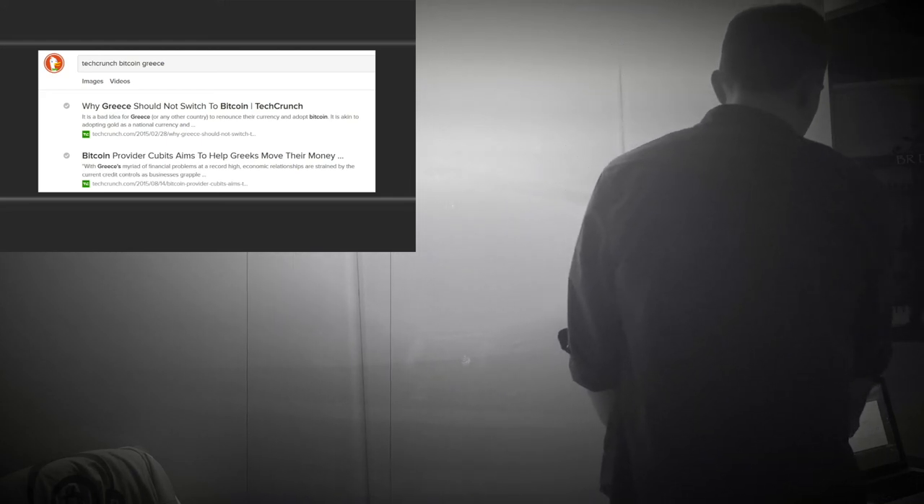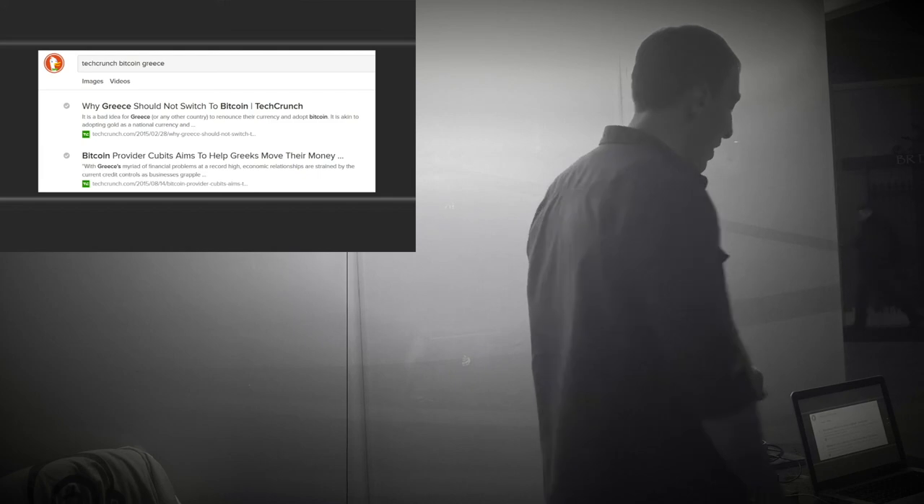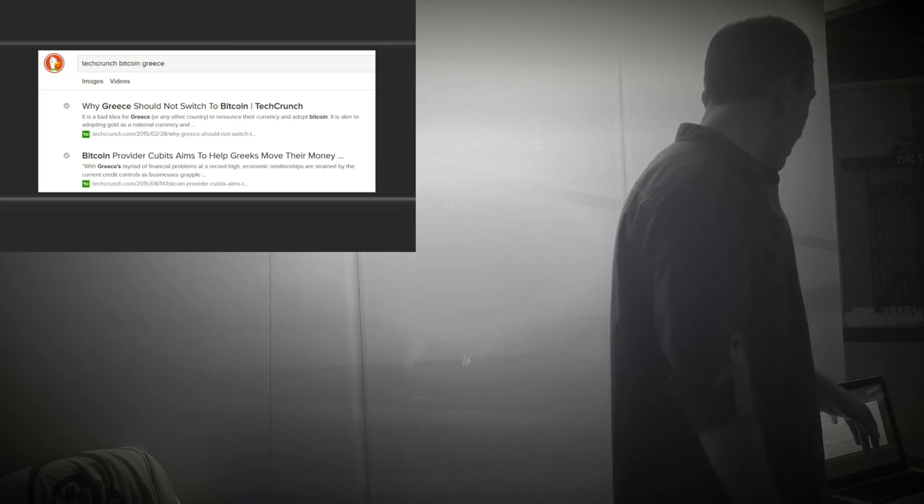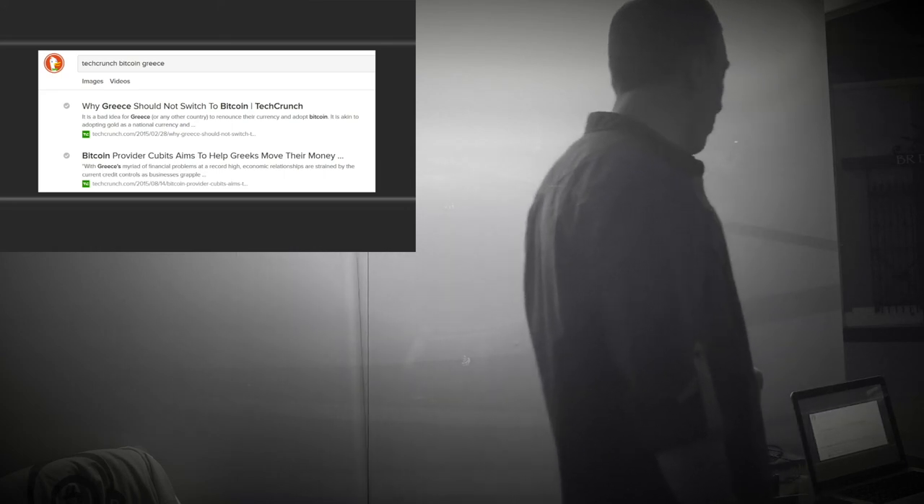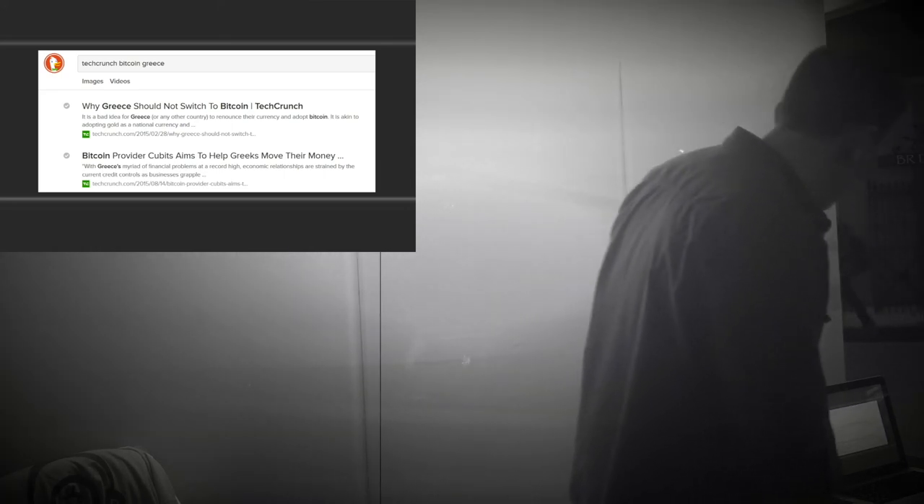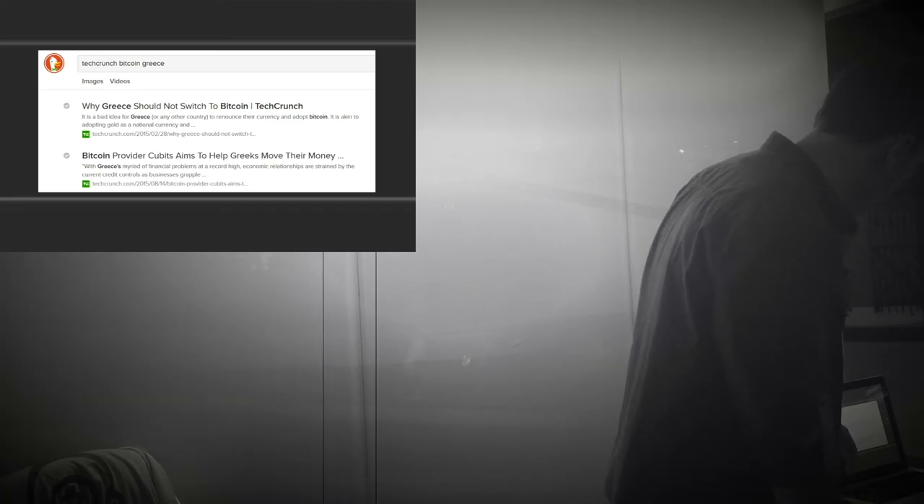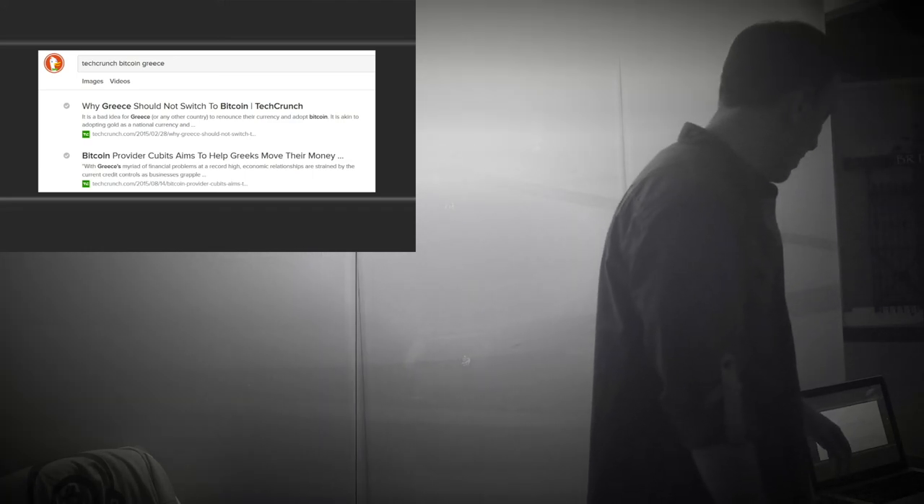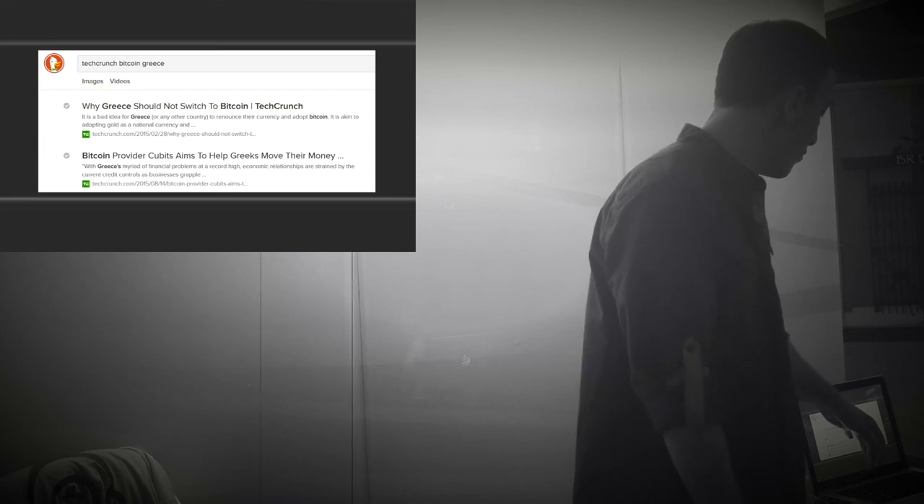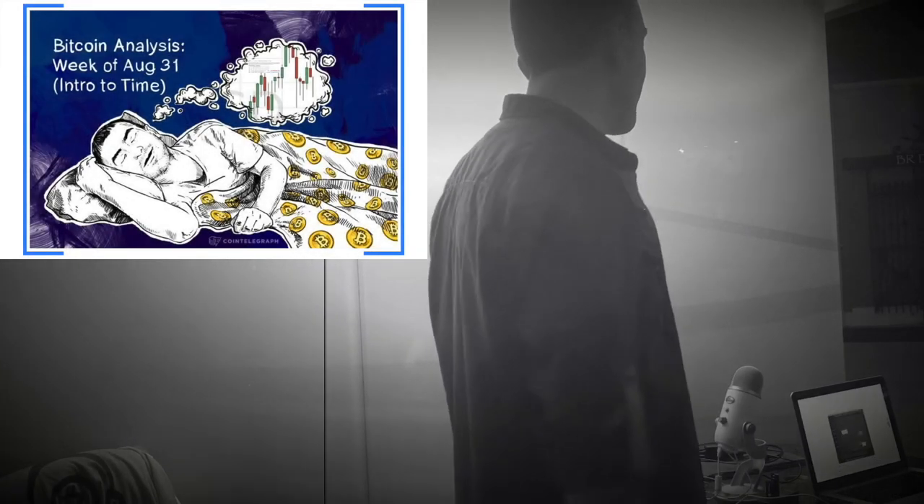And here is an example, both from TechCrunch. One is 4 months before the Greek crisis. A headline on TechCrunch says, why Greece should not switch to Bitcoin. And then a few months after the Greek crisis, Bitcoin provider Qubits aims to help Greeks move their money. So that's from the same publication.